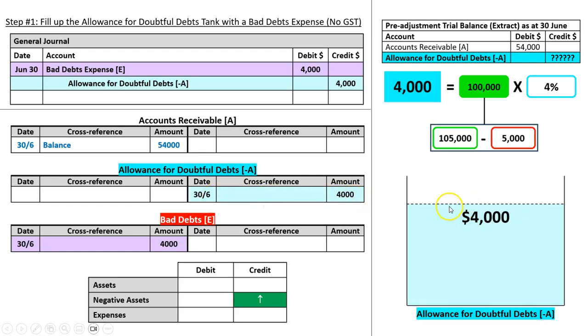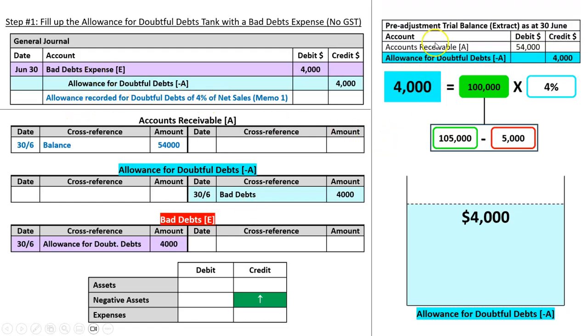I expect out of my accounts receivable of $54,000, $4,000 of them to never repay. Just doing my narrations here. So bad debts would reference allowance for doubtful debts, and the allowance for doubtful debts account would reference bad debts. And that's step one with our narration there.